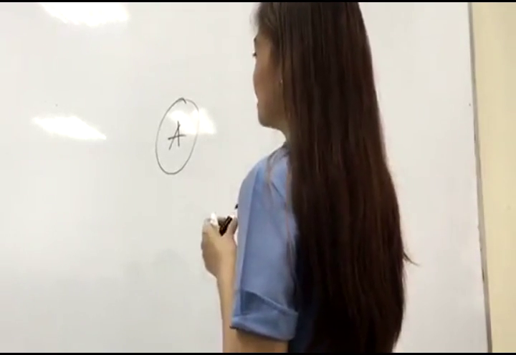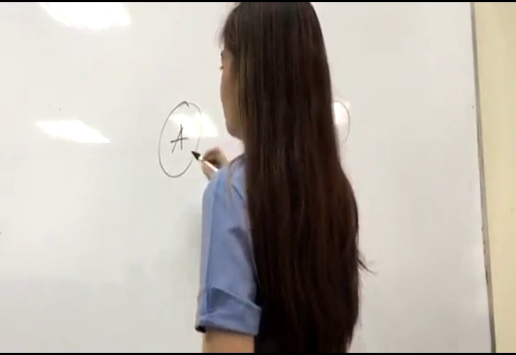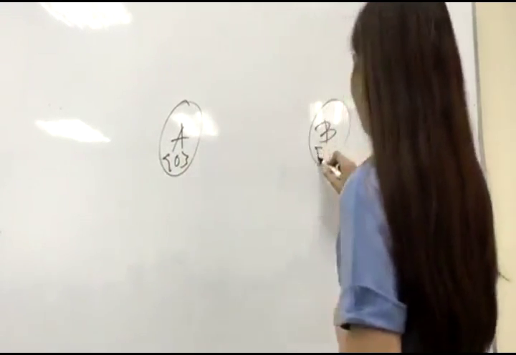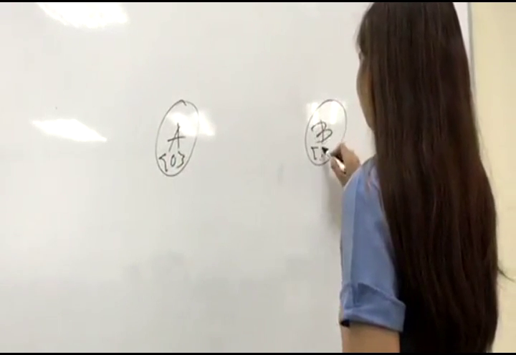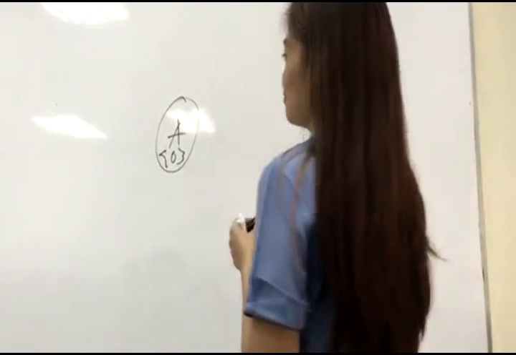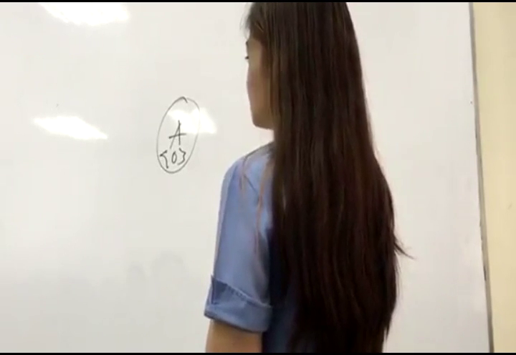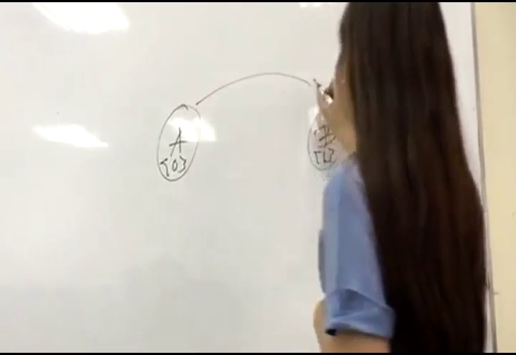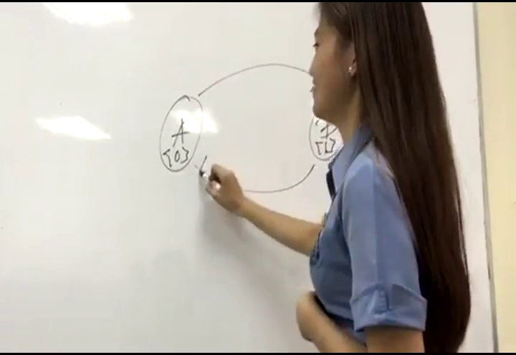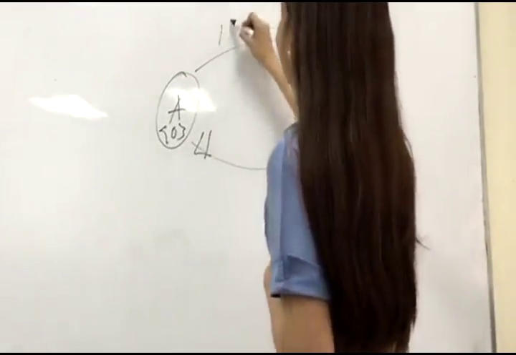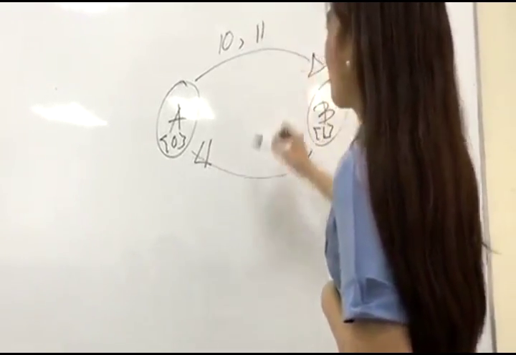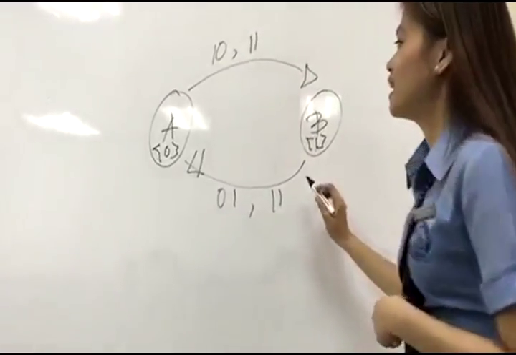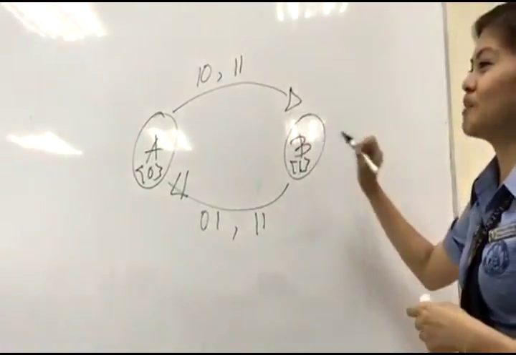The output Q is indicated in brackets, which is 0 and 1. And the arcs illustrate the transitions between the states. This is the arcs. This is the Moore finite state machine.